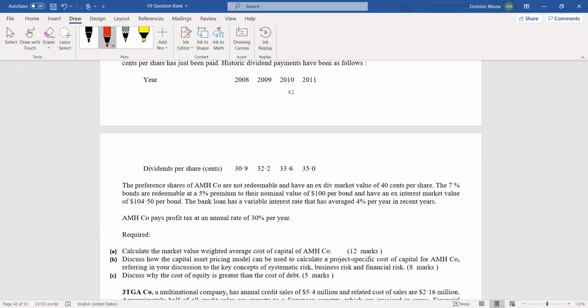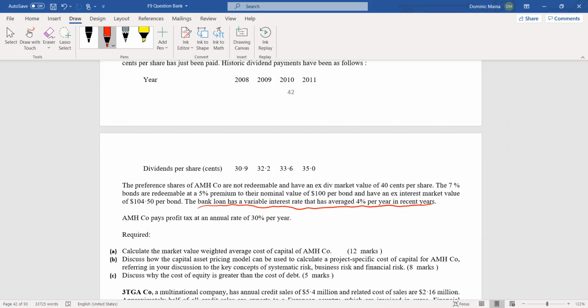The bank loan has a variable interest rate that has averaged 4.4% in the recent year. Okay, that has been 4% in the recent year. So in this case, we have the history. In the other example, we didn't have the history. But now we have the history of the bank loan, so you can assume that it will be the same going forward, 4% going forward.